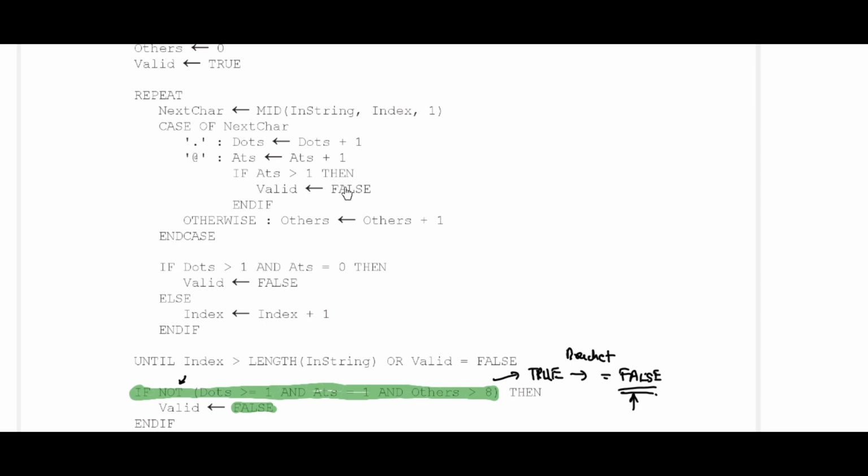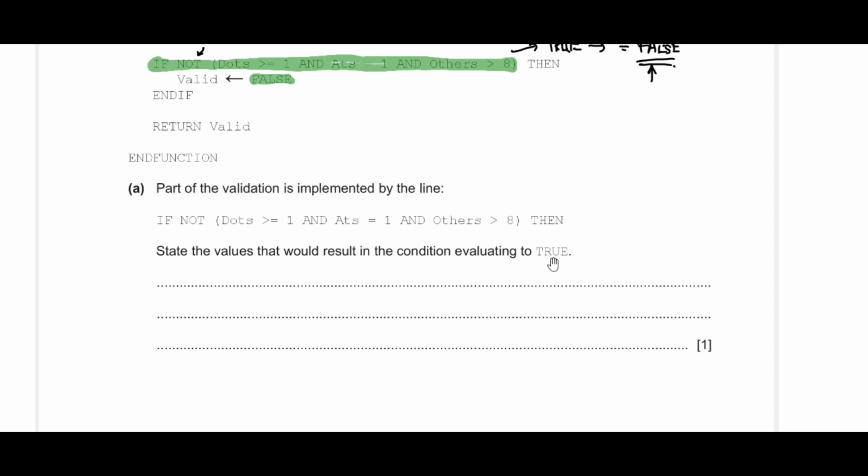If ats is greater than 1, then valid is false. Otherwise, others is others plus 1. So there are multiple layers of validation. And if all of these don't work, then the final validation is that if dots is not greater than or equal to 1 and ats is not equal to 1, because it at least needs to be 1, and others is not greater than 8, then we're going to be getting a false. So state the values that would result in the condition evaluating to true.